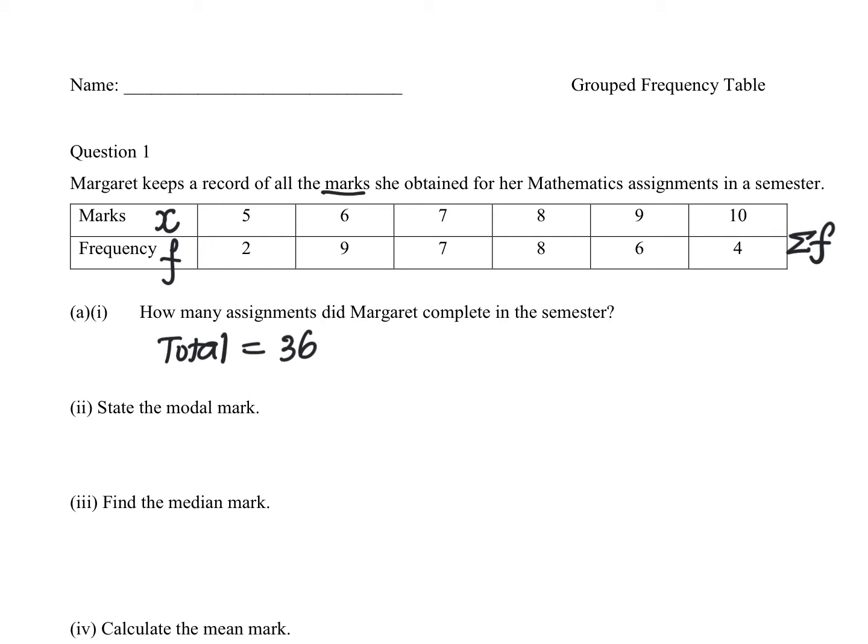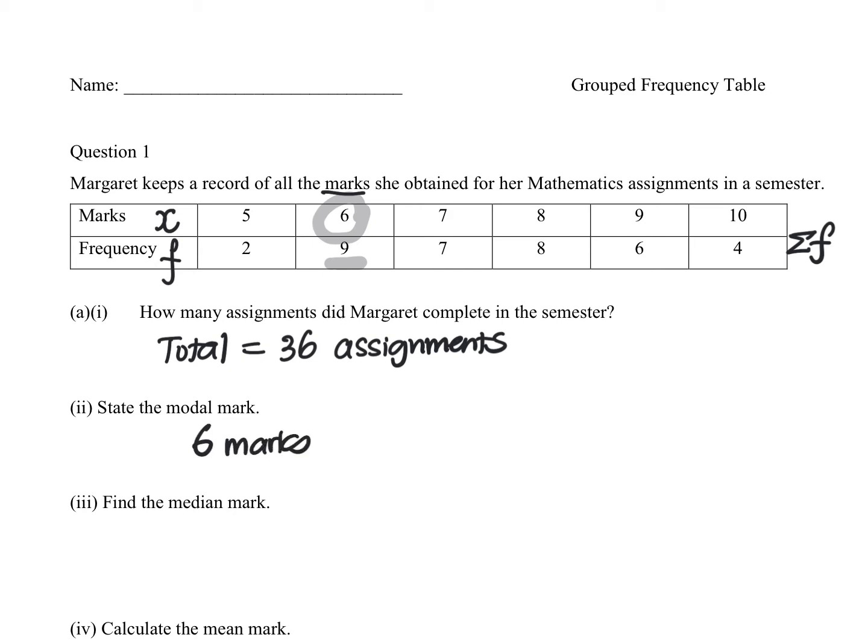So I have a total of 36 assignments. Next, state the modal mark. The modal mark is the mark that appears most often on all the assignments, the one with the highest frequency. The highest frequency is 9, so the modal mark is 6 marks.